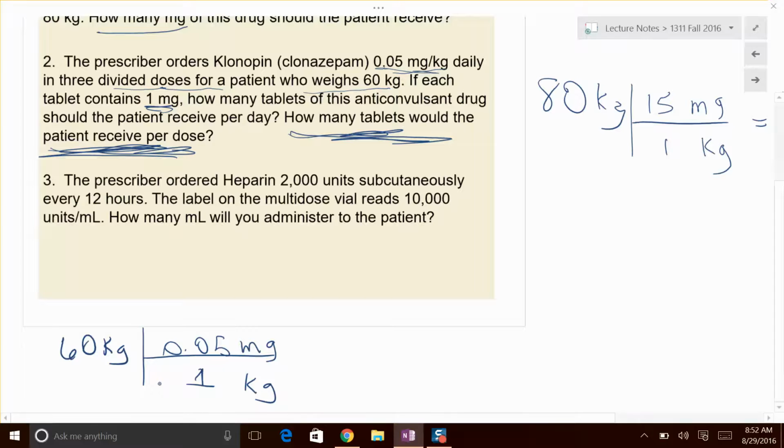Now I know how many milligrams I need to give them overall in one day, but I need to divide that dose up by what? By 3, in 3 divided doses. So they need to take this 3 times per day, for every 1 day, right? That's not what I want.